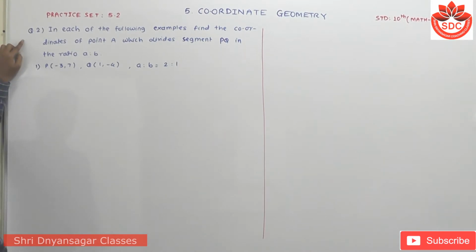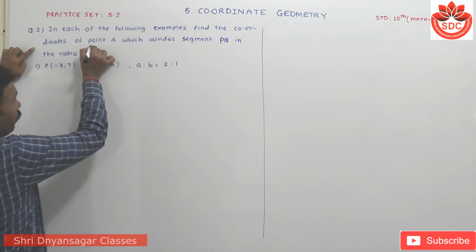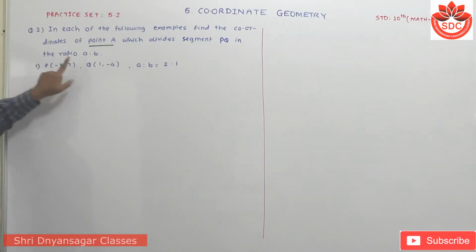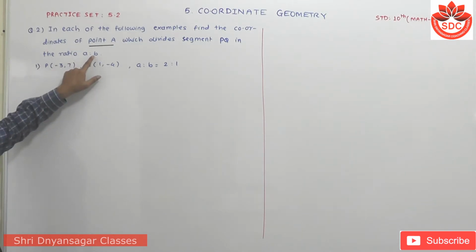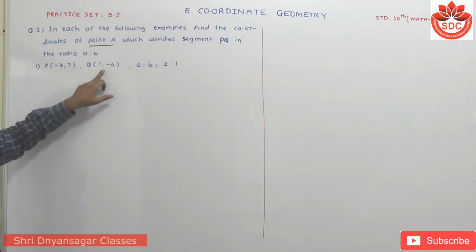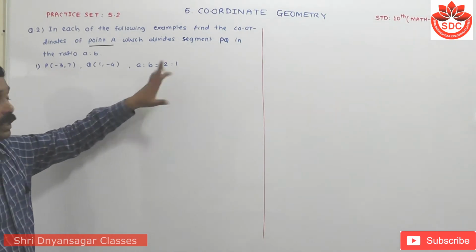Question second. In each of the following examples, find the coordinates of point A. Look here, we have to find out the coordinates of point A, which divides the segment PQ in the ratio a to b. Here the ratio a to b is given. P has coordinates -3 and 7, Q is 1 and -4, and a to b is 2 to 1.